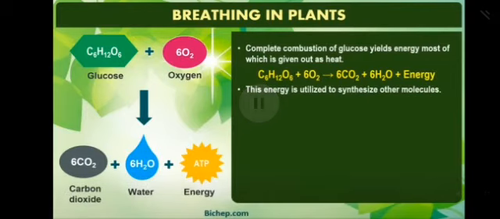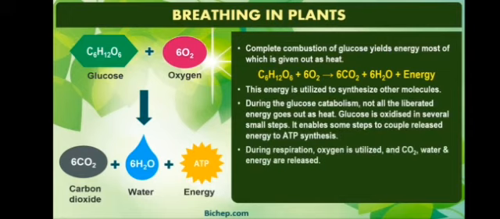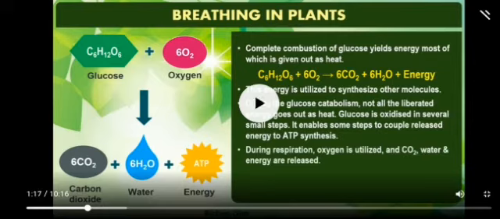Complete combustion of glucose yields energy, most of which is given out as heat. This energy is utilized to synthesize other molecules also. During glucose catabolism, that means the breakdown of the glucose molecule, not all the liberated energy goes out as heat. Glucose is oxidized in several small steps. It enables some steps to couple released energy to ATP synthesis.